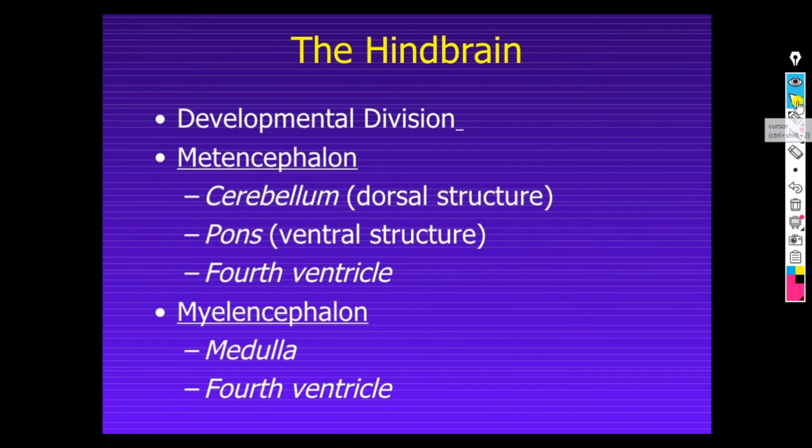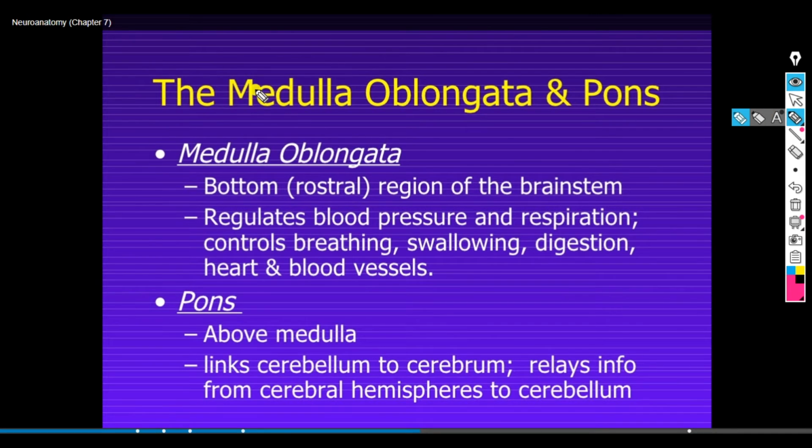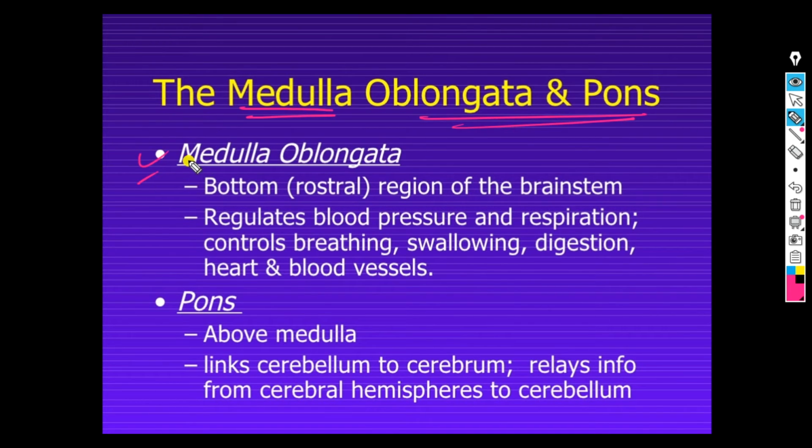The medulla oblongata and pons. The medulla oblongata is located in the bottom, or caudal, region of the brainstem. It regulates blood pressure and respiration, and controls breathing, swallowing, digestion, heart and blood vessels. The pons, above the medulla, links the cerebellum to the cerebrum and relays information from the cerebral hemisphere to the cerebellum.